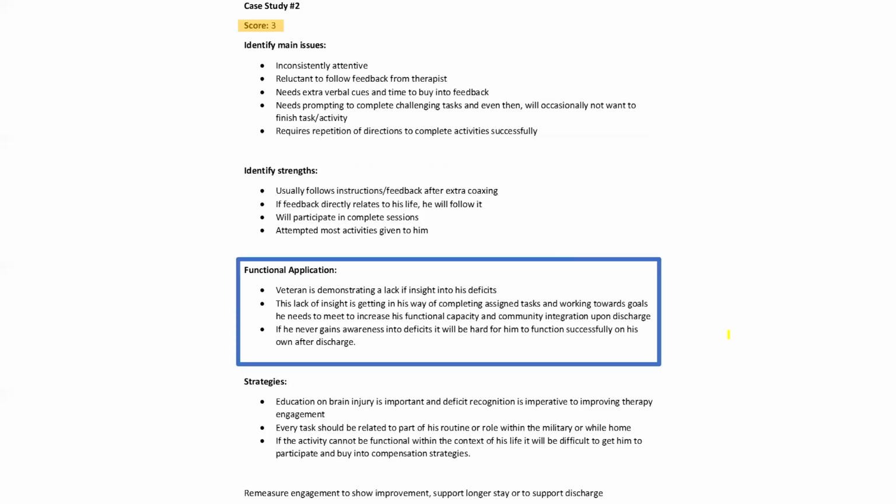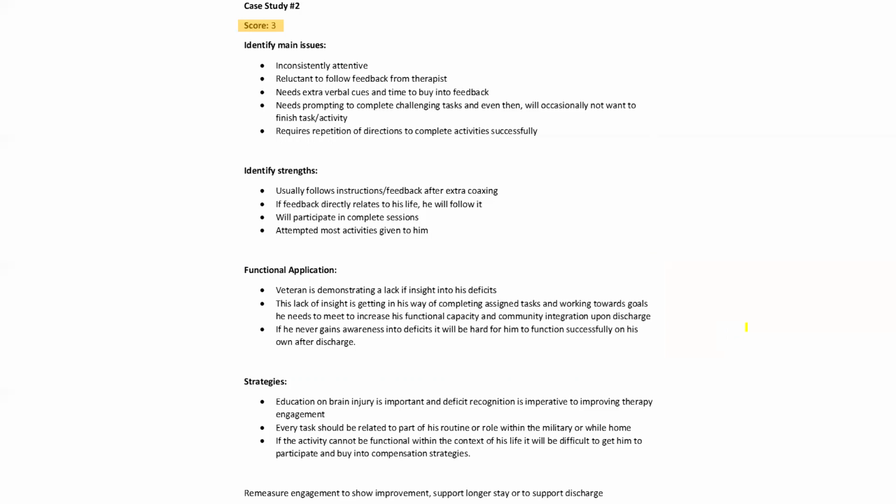So, functional application of this score. The veteran is demonstrating a lack of insight into his deficits. This lack of insight is getting in his way of completing assigned tasks and working towards goals he needs to meet to increase his functional capacity and community integration upon discharge. If he never gains awareness into his deficits, it will be hard for him to function successfully on his own after discharge.